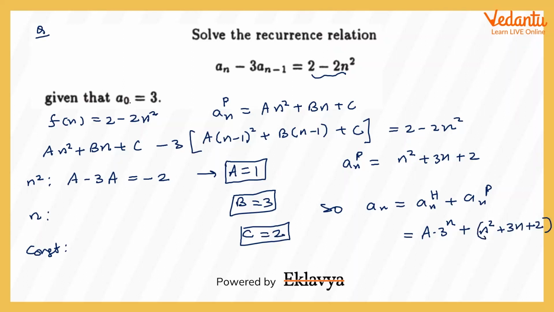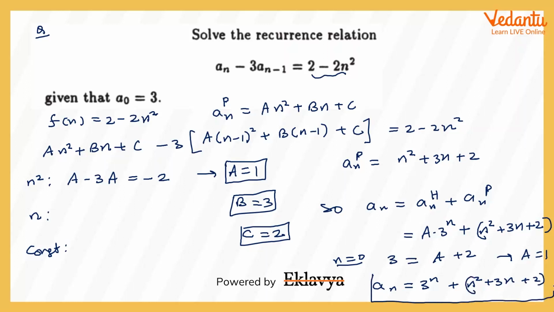And because a naught is 3, putting n equal to 0, we will get 3 is equal to a plus 2, which gives a as 1. So the final answer now is 3 power n plus n square plus 3n plus 2. That's it. So this completes the solution of this question.